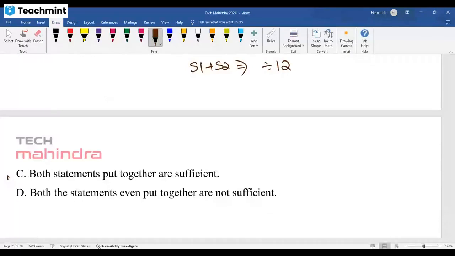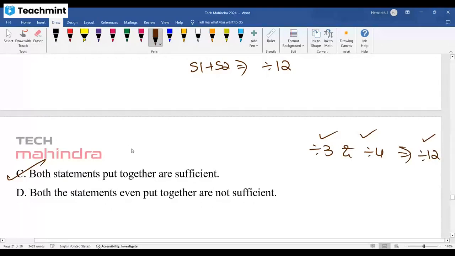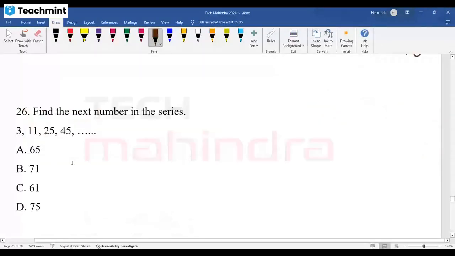If a number is divisible by 3 and by 4, if both okay, definitely it's divisible by 12. That's guaranteed. Divisible by 12 means obviously it's divisible by 6. You check any number divisible by 12, obviously divisible by 6. Next, one more question related to series.